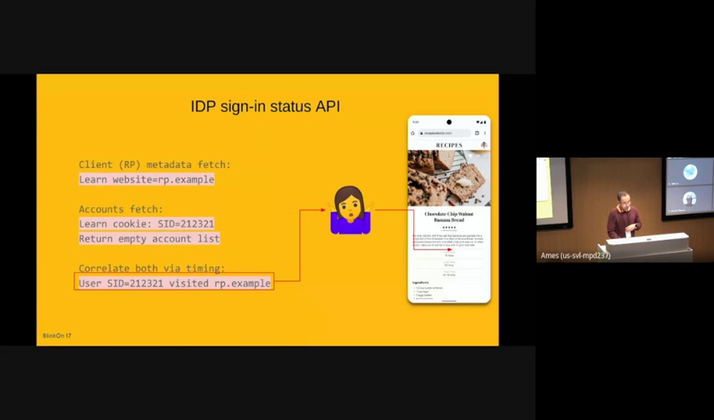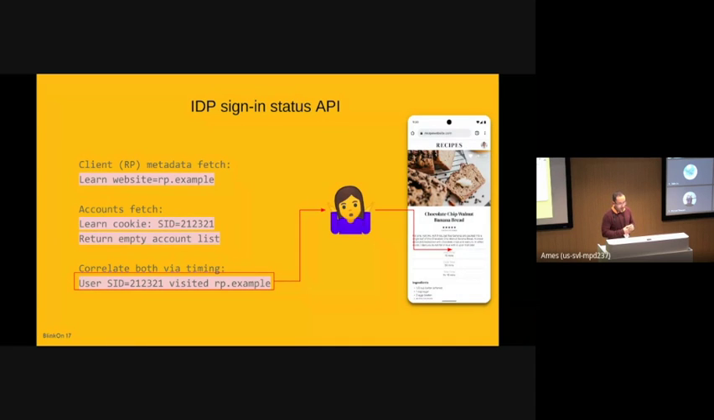Now, the way we're trying to tackle this problem is by using the IDP sign-in status API. So what this means is that the IDP will tell the browser when the user is logged in, and they will also tell the browser when the user has logged out. Now, this allows us to only perform fetches for the accounts list when the IDP has told us that the user is logged in, right? Because if it's logged out, then we can just be like, okay, there's no accounts, so no need to show the dialog.